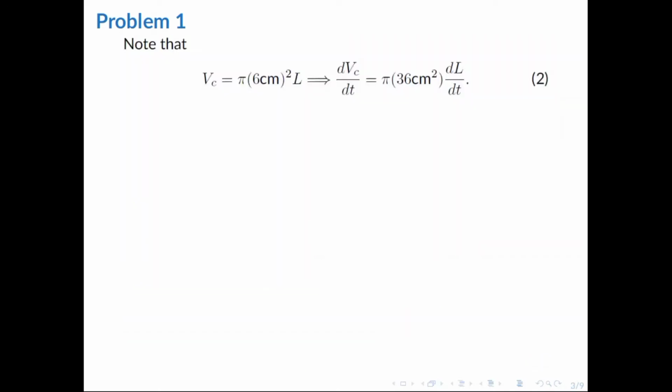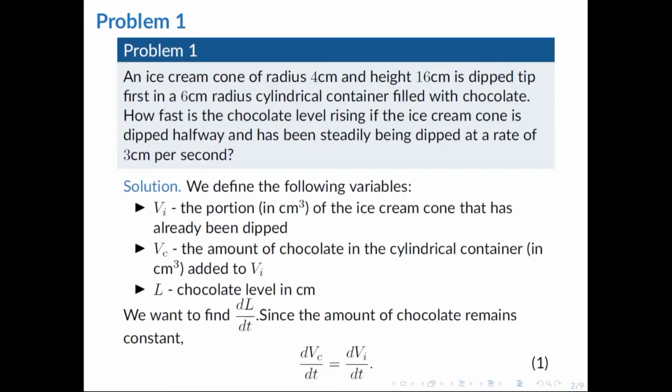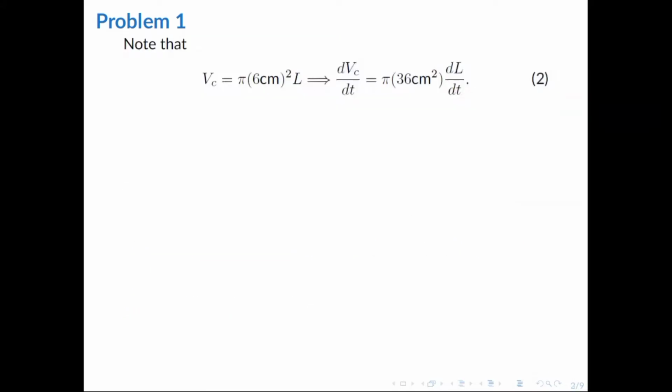Note that V sub C, which is the volume of our chocolate in the cylindrical container, is basically just pi r squared L. We know that the radius is 6 centimeters. So we derive this equation to get d V sub C over dt, and we get that it is equal to pi times 36 centimeters squared times dL over dt.